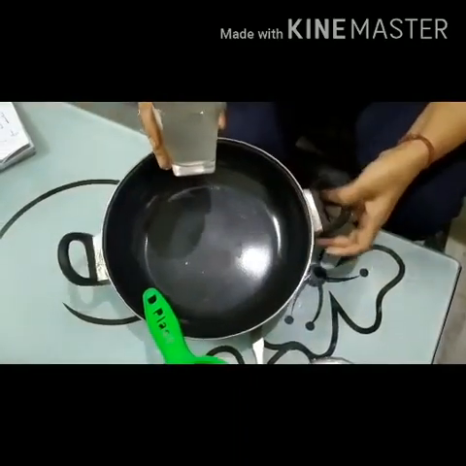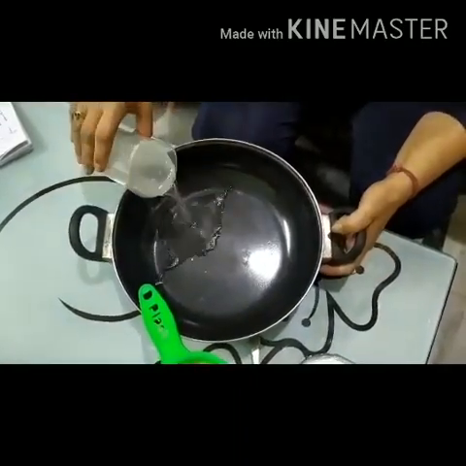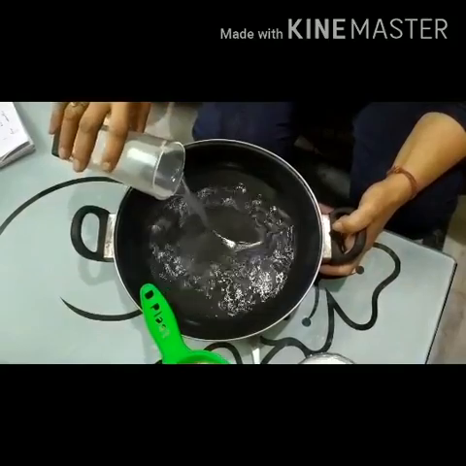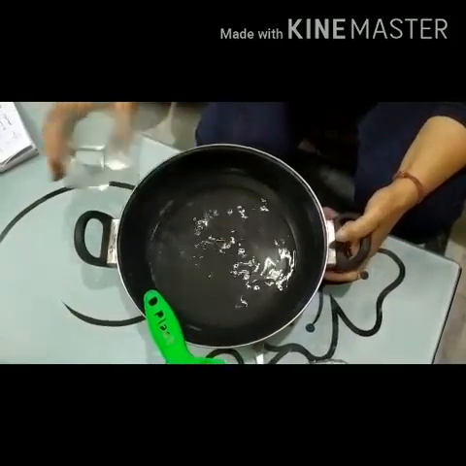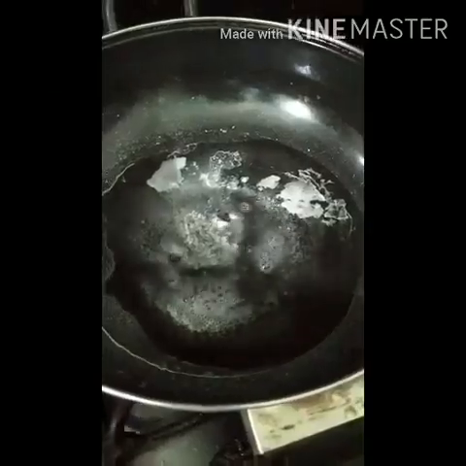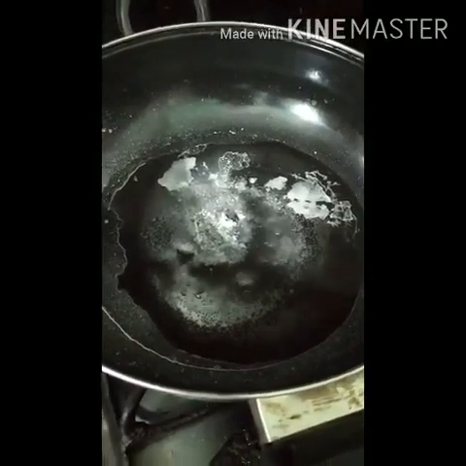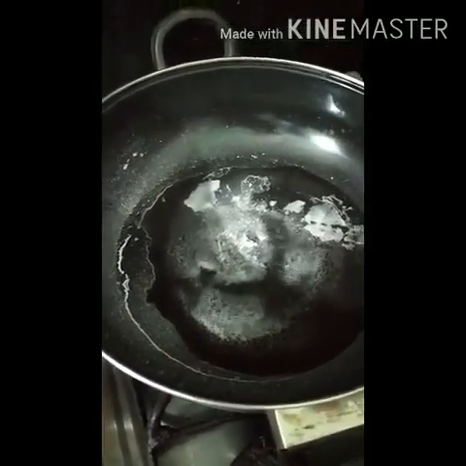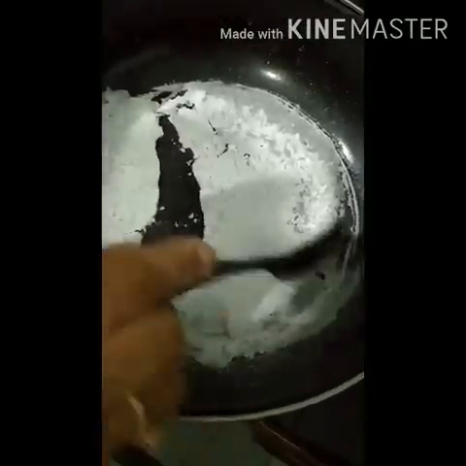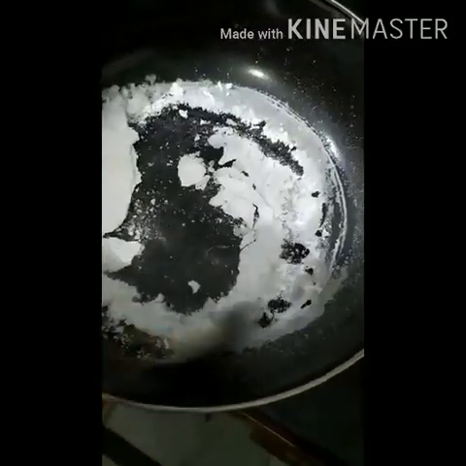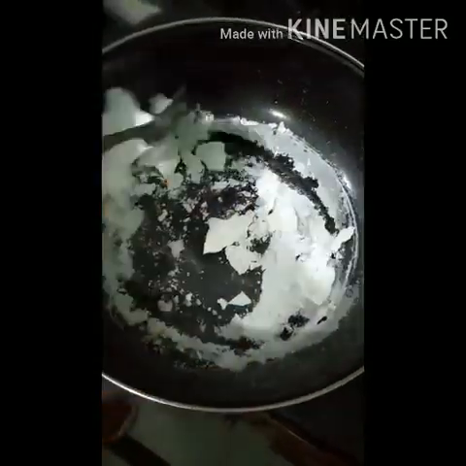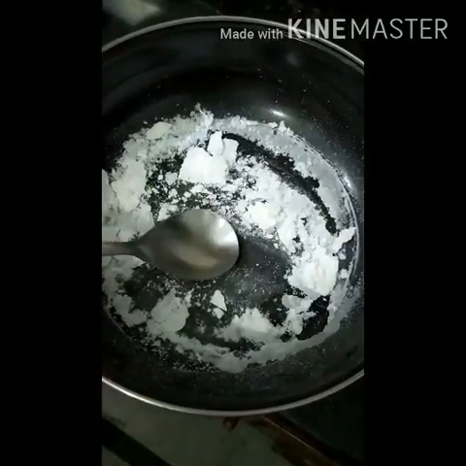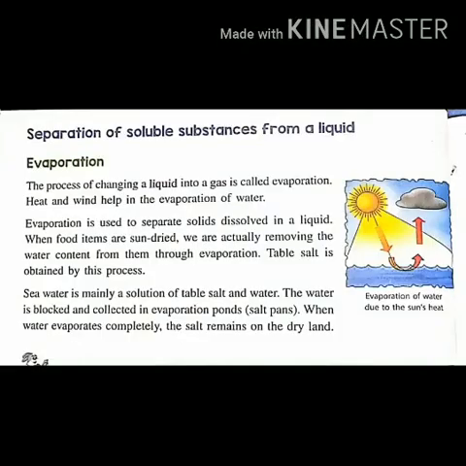Let's see. For this, I am putting this salt solution in a pan and I will heat it. As you can see, when all the water evaporates, the salt will be left behind. The full water is evaporated and you can see that only the salt is left behind. So, in this activity, we have seen that evaporation is one of the methods of separation of soluble substances from a liquid.